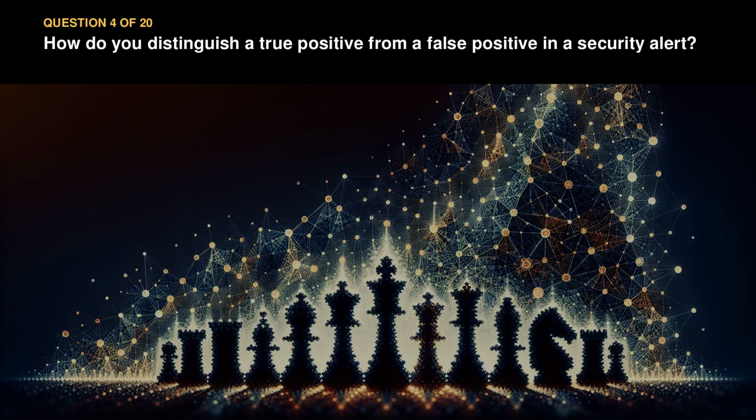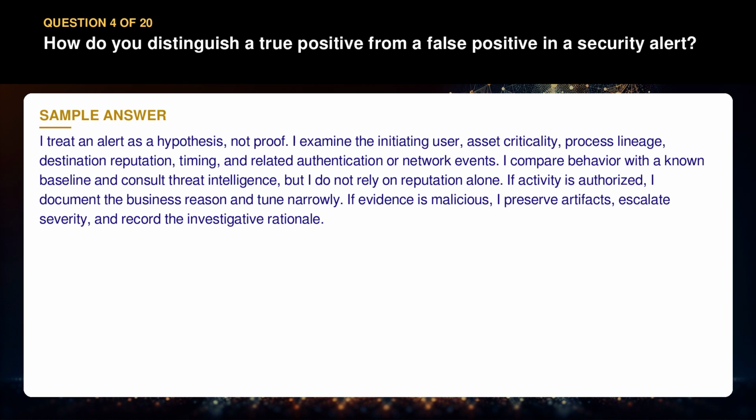Question 4. How do you distinguish a true positive from a false positive in a security alert? I treat an alert as a hypothesis, not proof. I examine the initiating user, asset criticality, process lineage, destination reputation, timing, and related authentication or network events. I compare behavior with a known baseline and consult threat intelligence, but I do not rely on reputation alone. If activity is authorized, I document the business reason and tune narrowly. If evidence is malicious, I preserve artifacts, escalate severity, and record the investigative rationale.